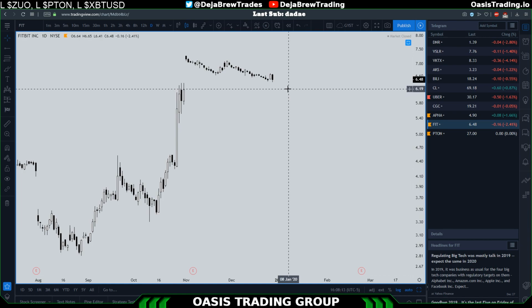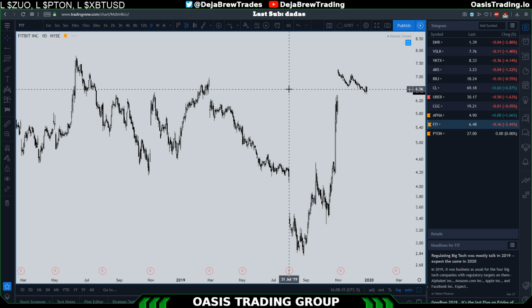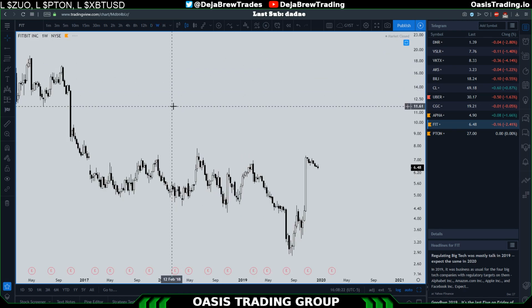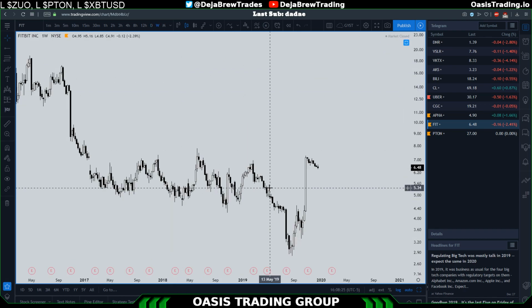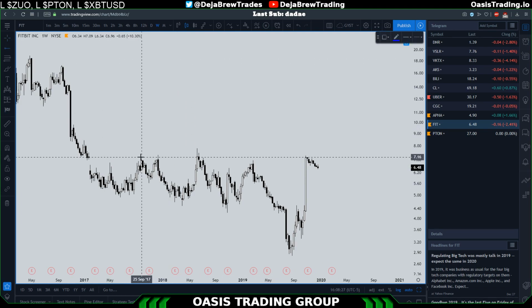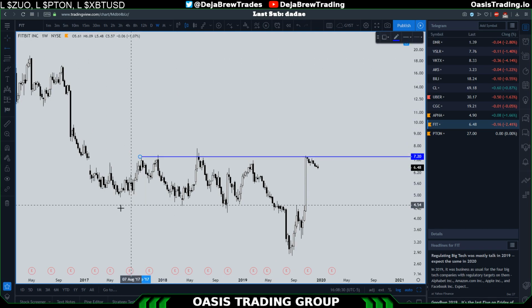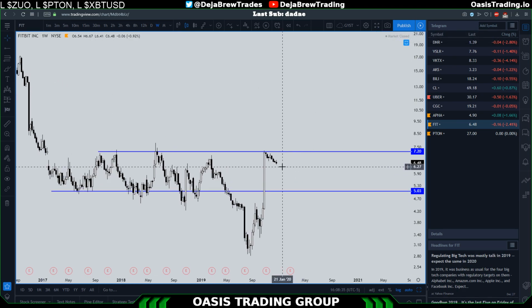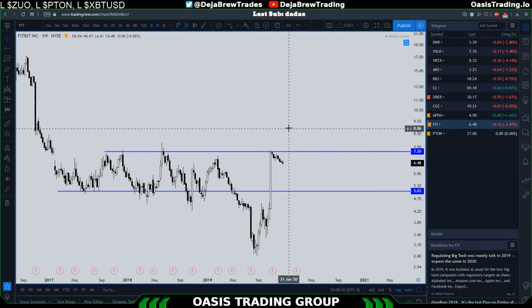Fitbit here could be a play. If we fill the gap around $6, could be a decent play. They got bought out by Google. I don't know if it's been finalized yet, but Google is trying to buy out Fitbit. You do have a ton of resistance coming in on these, like this range high, but it does look exceptionally good. If it does get approved for the Google buyout, you could easily see it head back towards like $10. Keep your eye on Fitbit as well.